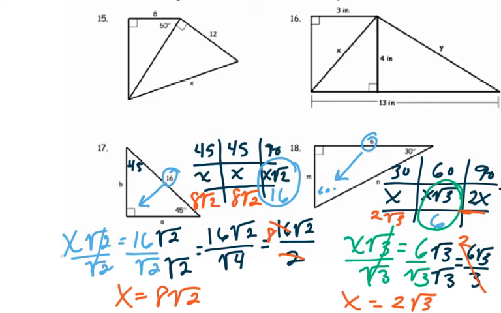So that means that 2 times the x value, if this is x, 2 times x would be 4 root 3. I just double the front number. So the side across from the 30 is a 2 root 3. The side across from the 90 is a 4 root 3. Let's look at number 15. In number 15, I'm going to start with this triangle on the left, 30, 60, 90.